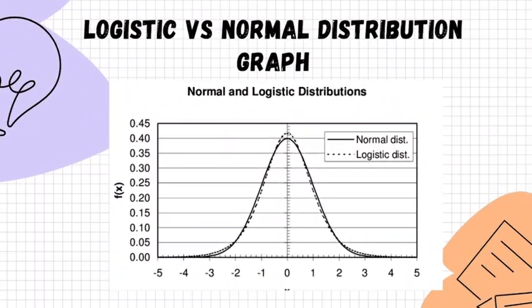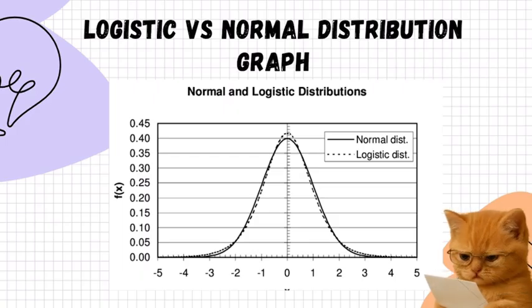Moving on, let's compare the normal distribution and logistic distribution using this graph. In this figure, the solid line represents the normal distribution and the dotted line represents the logistic distribution. You can see both curves are symmetric and bell-shaped, meaning most values are concentrated around the center, which is x equals 0. But the key difference is in the tails. If you look at the far left and the far right sides of the graph, the logistic curve stays slightly higher than the normal curve.